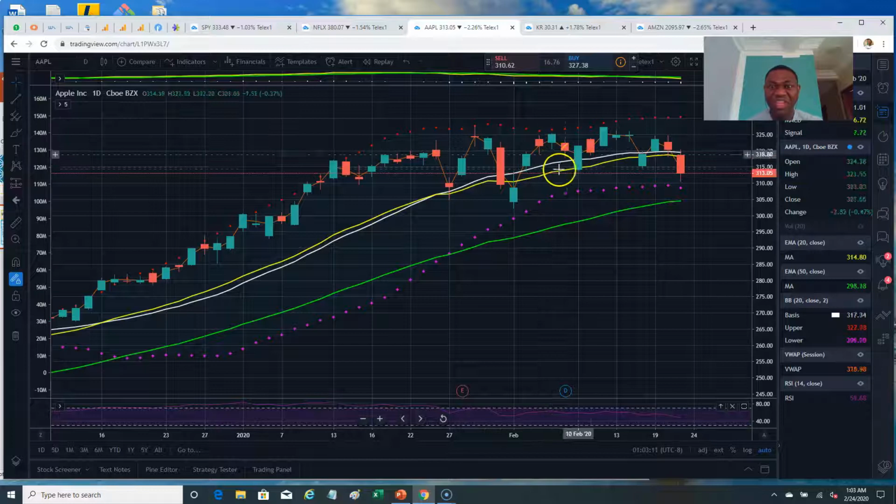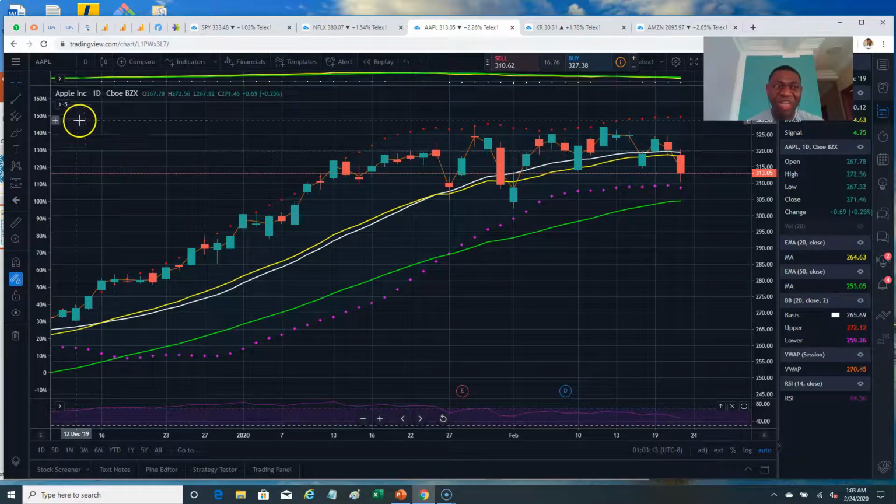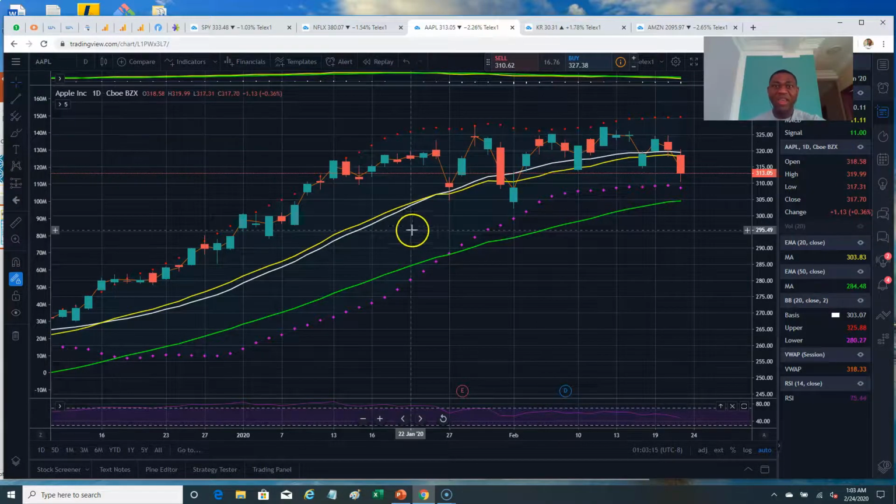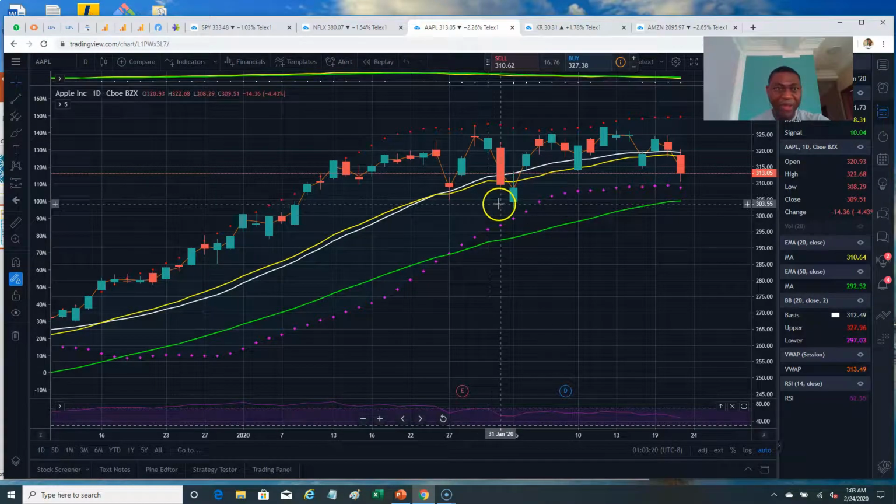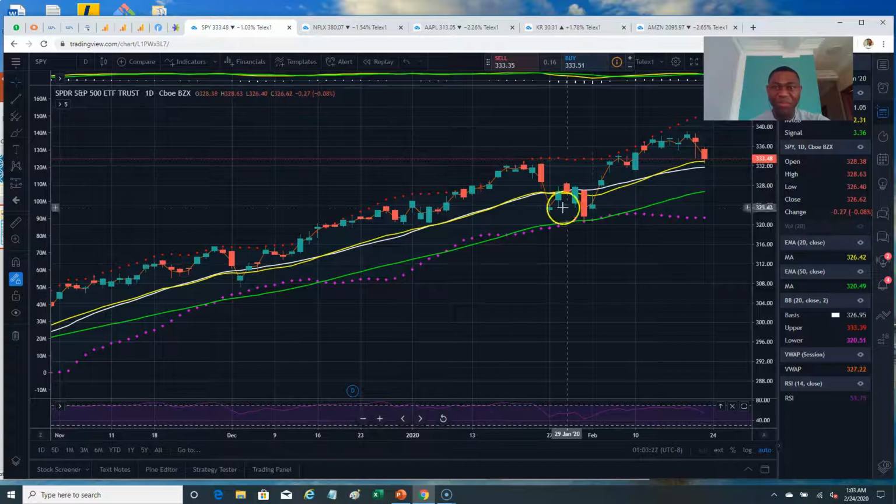Actually, that has been a consistent pattern. You know the correlation that exists between Apple and SPY. If you look at the daily chart of Apple that we are looking at here, you can see some great similarities with SPY. Okay, I've shared that correlation with you guys.